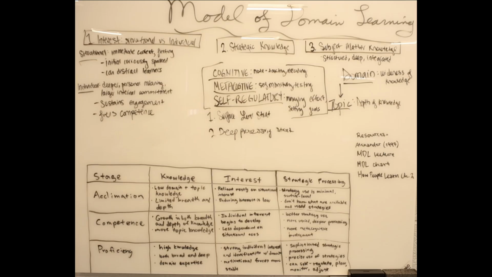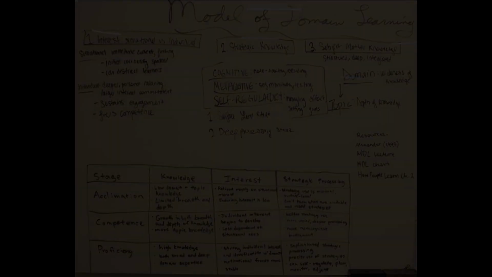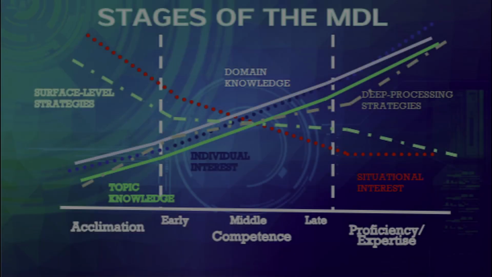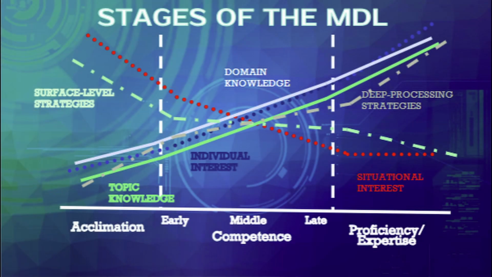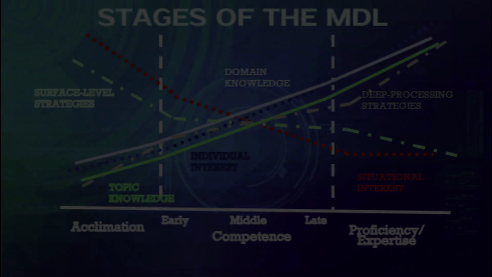So there are stages to the domain learning. First is acclimation, then competence, then proficiency. Acclimation is low domain and topic knowledge. It's initial, reliant on situational interest, and strategy is minimal, surface level. Then competence, it's growing in breadth and depth of knowledge, more topic knowledge.